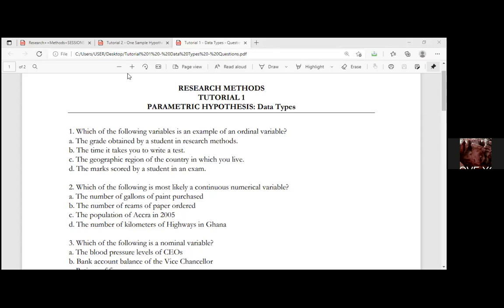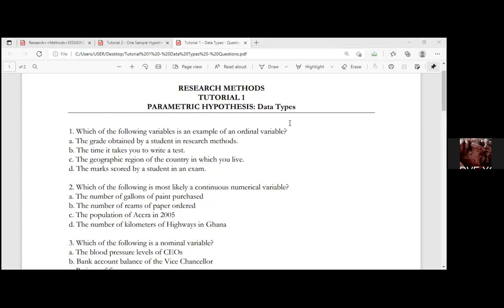Princess, why are you saying it is nominal? Can you explain yourself? Princess, are you there? Yes, please. Can you explain why you are saying it is nominal? I chose nominal because I think it can't be ordered. Okay, so you think it can't be ordered. So if I put the grades in research methods.